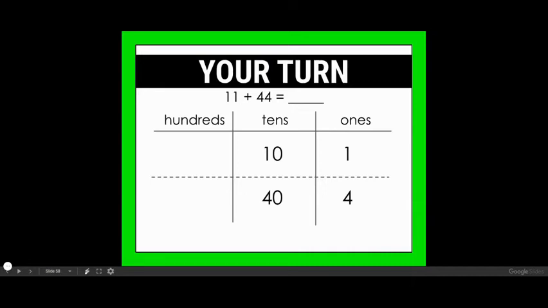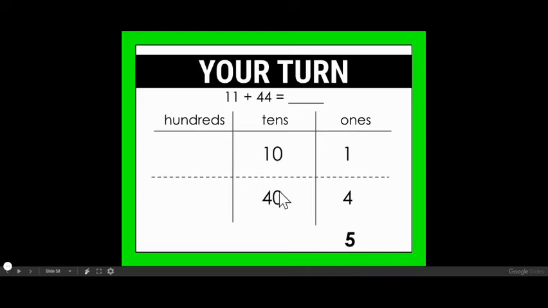All right, let's start combining our place values. Let's start in the ones. I have 1 one plus 4 ones. 1 plus 4 equals, go ahead and write your answer down, 5. Next, let's look at my tens.